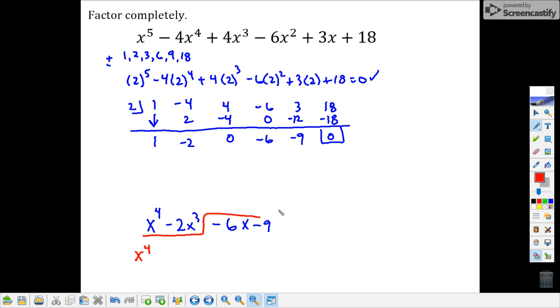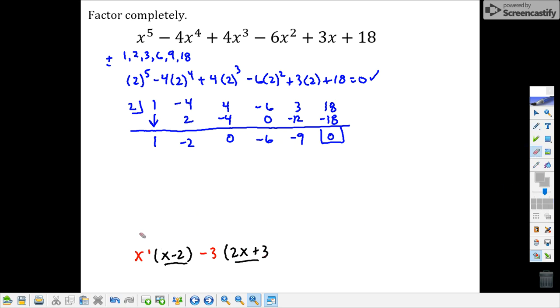Well, if I pull out x cubed from the first two terms, it'll give me x minus 2. And this one, if I pull out a negative 3, I would end up with 2x plus 3. Once again, these do not match up, so I can't pull out a greatest common factor, which means I'm actually going to have to do synthetic division factoring again. So we now need to find a number, and I shouldn't have erased this. I'll rewrite it.